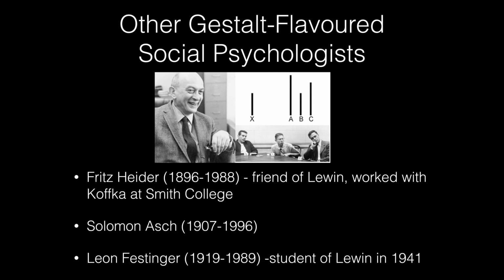And then we have Leon Festinger, and I think he's probably the most famous of all the people I've mentioned today. Festinger is the guy who came up with cognitive dissonance theory, and he was a student of Lewin's. In 1941, he got his PhD there at the University of Iowa.